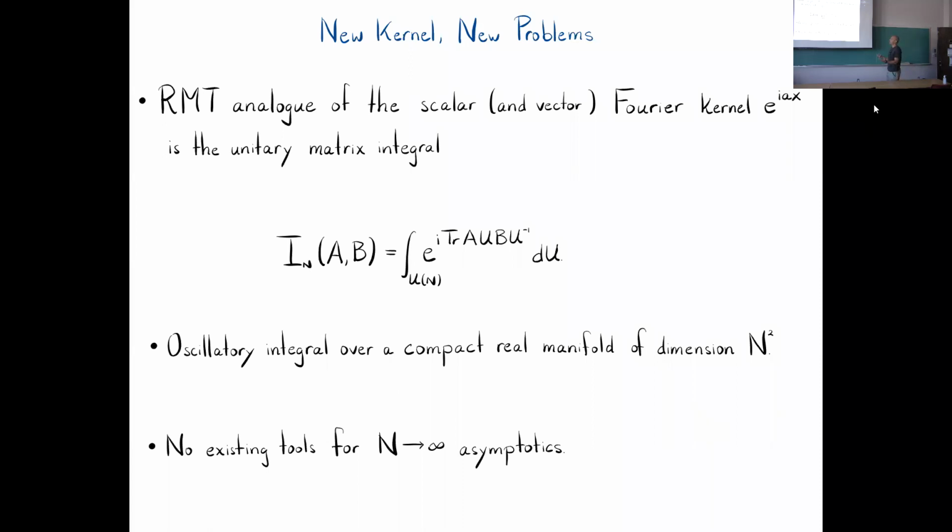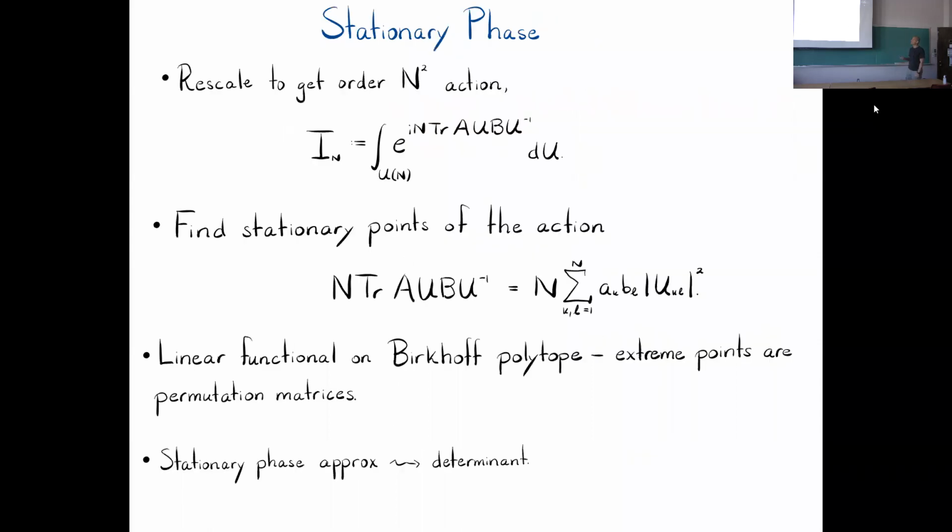So you have an oscillatory integral over this manifold of growing dimension, and there really are no existing tools for large n asymptotics of such an object, and that's why there is really no characteristic function approach to invariant ensembles. But you could think about what would happen if you see an integral like this and you forget about the fact that you're integrating over a space of growing dimension. The first thing that comes to mind is maybe a stationary phase approximation or something. I thought all the physicists would jump on that one.